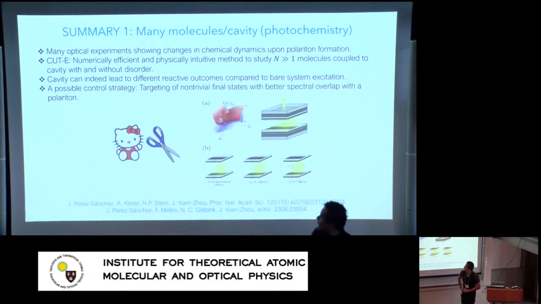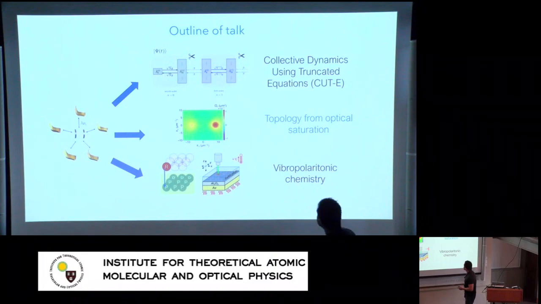Okay. So here's the summary number one. There are many interesting optical experiments that have been shown demonstrating changes in chemical dynamics upon polariton formation. And we believe that this COT-E gives you a very intuitive, very simple way of understanding what are the physical ingredients that you need to control reactivity. And it's also very numerically efficient, and is connected to all these quantum impurity models. And the cavity can indeed change reactivity, photochemistry, and a possible control strategy is to align energy levels that were misaligned outside of the cavity. Okay, so what do you do with this?